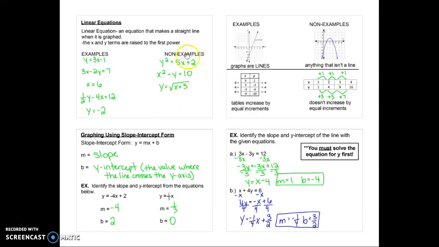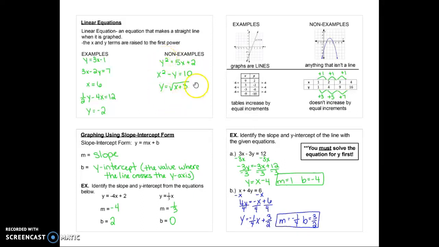Now some non-examples. y squared equals 5x plus 2. Because of the squared connected to the y value, it is not a linear equation. Same thing here. x squared minus y equals 10. Because the x is squared, it's no longer linear. Then in the last example, y equals the square root of x plus 3. Okay? You cannot have any square roots in your equations. So this is not a linear equation.